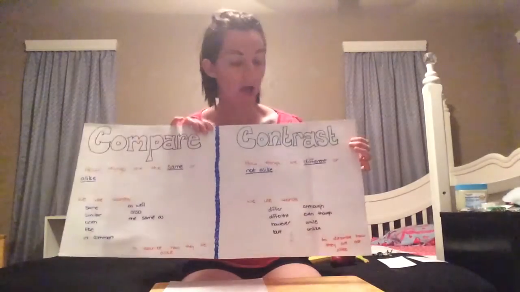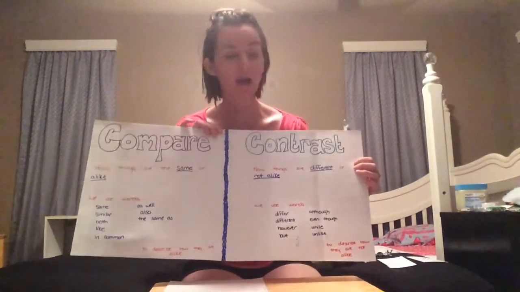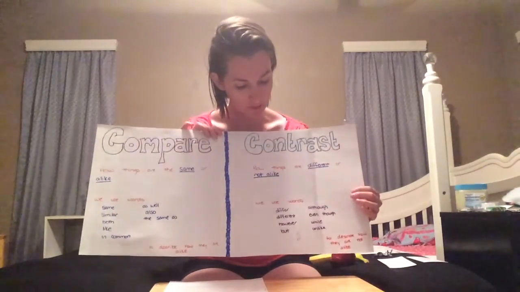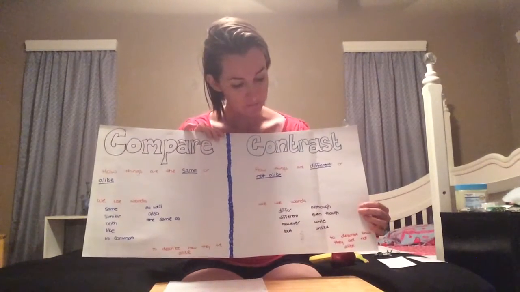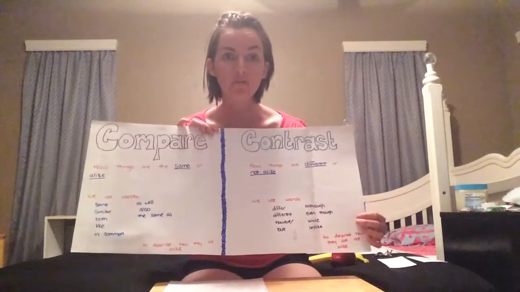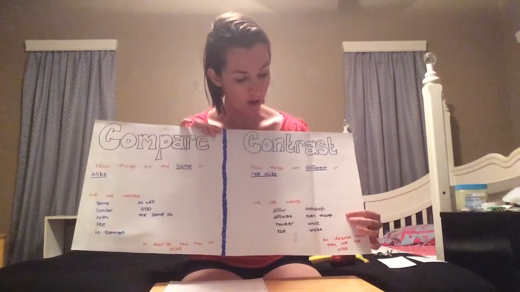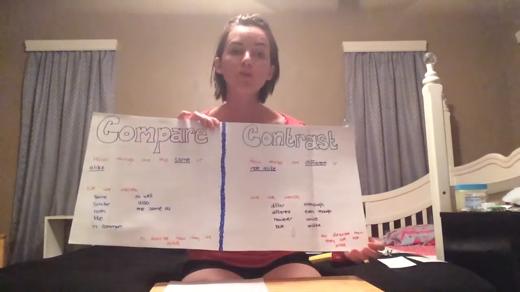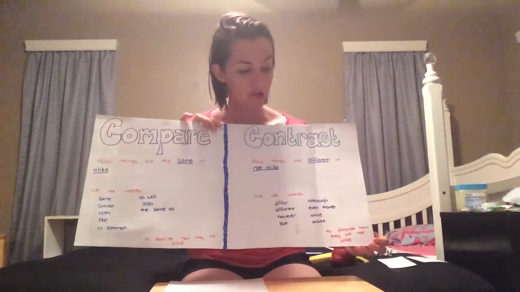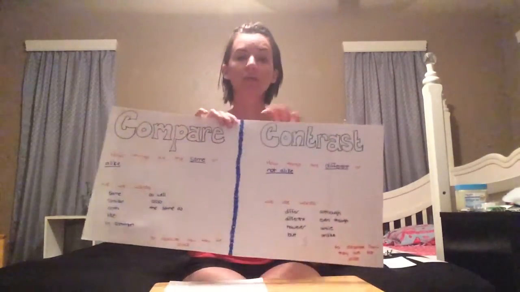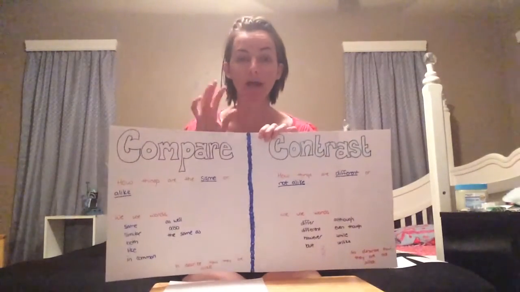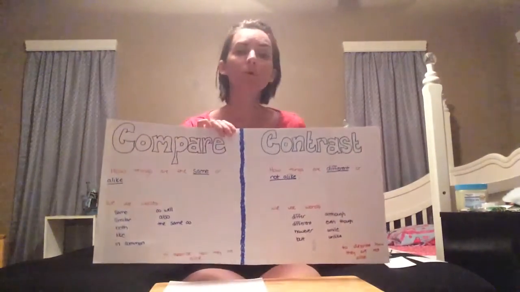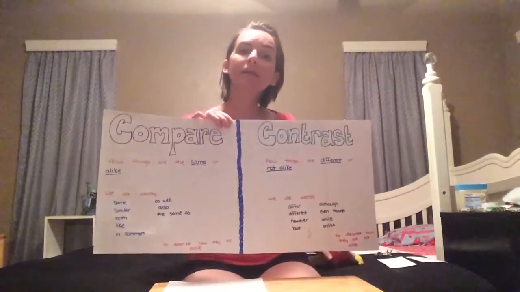And then for contrast, I have how things are different or not alike. And the words we use are differ, different, however, but, although, even though, while, and unlike, to describe how objects are not alike. And this would be posted in my room, or I could write it on the whiteboard if I had a whiteboard. And then after I went over the definition, I would give an example.